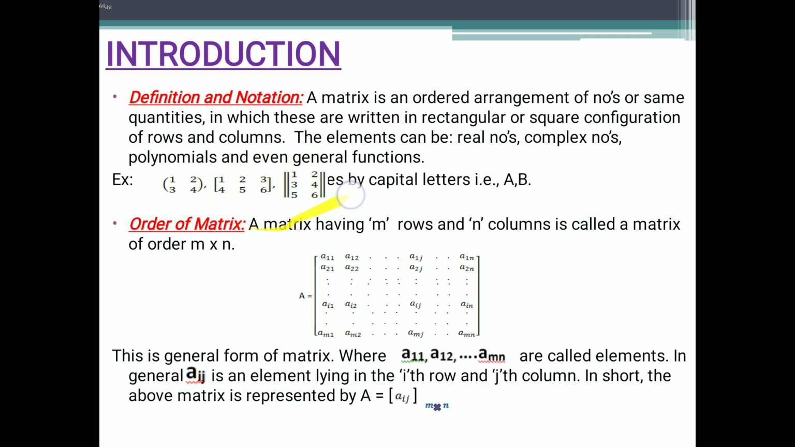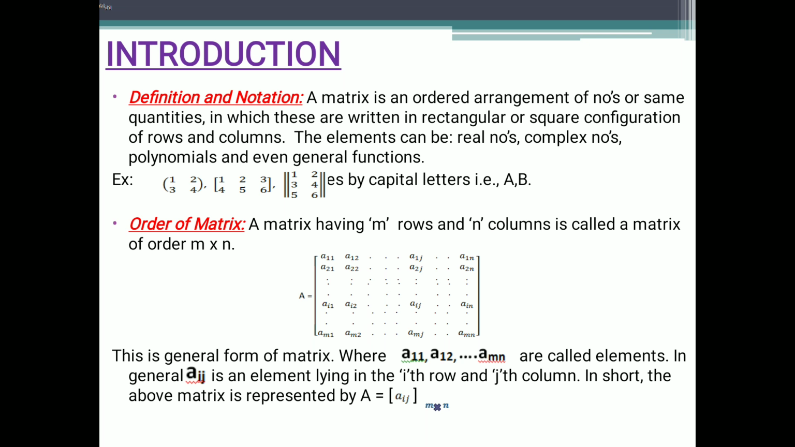The elements can be real numbers or complex numbers, polynomials, and even general functions. It can be anything among these. Generally we denote a matrix by a capital letter. For example, here I have mentioned A or B. So A and B, these capital letters, denote matrices. Let's move on to the next.